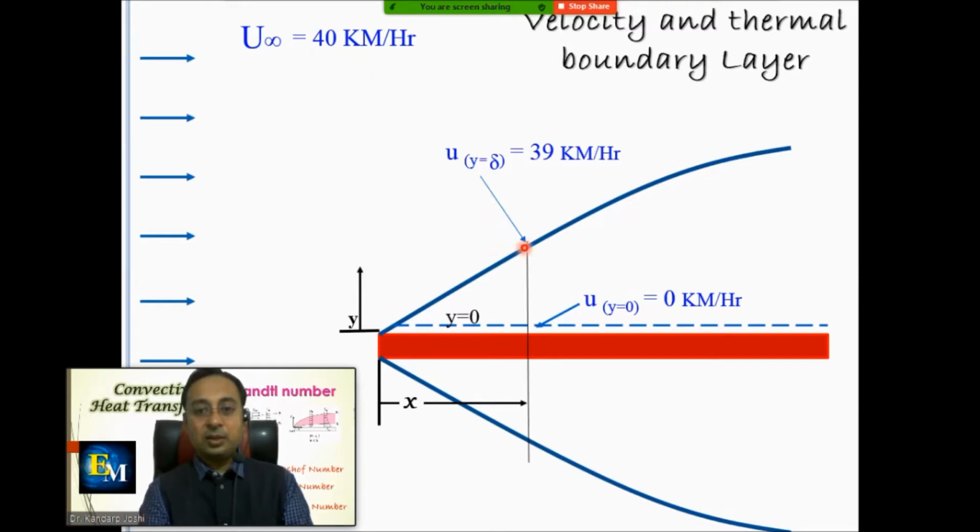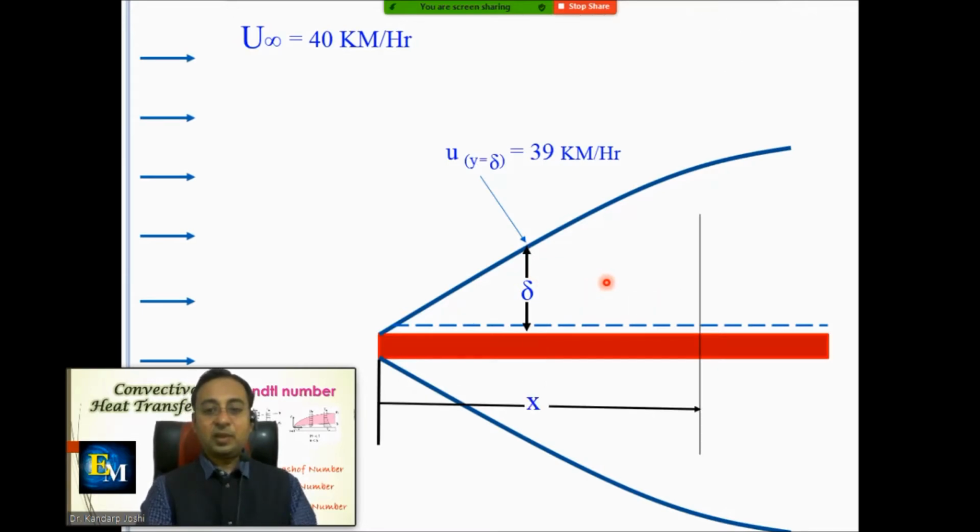Right? So till this point there is a difference in velocity of the free stream and velocity near the plate. So this distance is known as the velocity boundary layer thickness, delta. Here the velocity is 0 and at the boundary layer point the velocity is 99% of the free stream velocity. And this distance for the particular x is known as delta. It is the velocity boundary layer thickness.